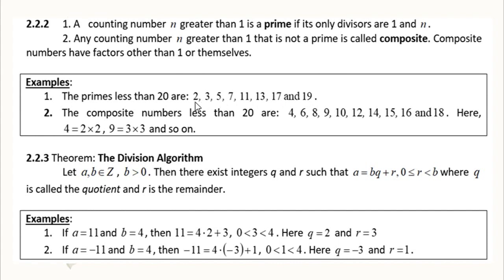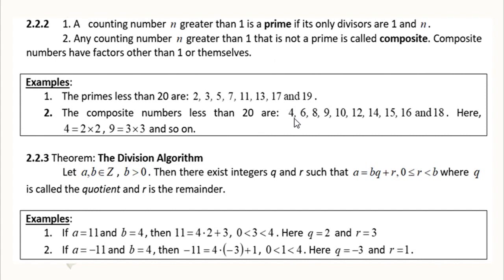So, ang 2, diba, ang iyang factors 1 and itself lang. Ang 3 pod 1 and 1 times 3. 5, 1 times 5. So, kani sila, ang only factors nila kay 1 and itself. Next, any counting number n greater than 1 that is not a prime is called composite. Composite numbers have factors other than 1 or themselves. So, katong dili mga prime, tawag na to sila composite numbers, meaning they have factors dili lang 1 and itself.